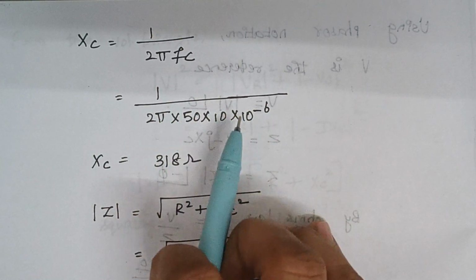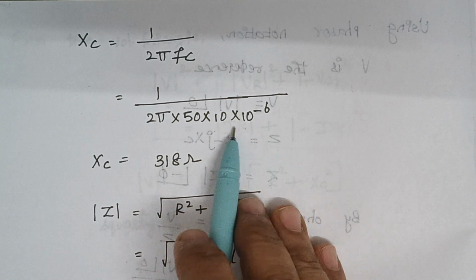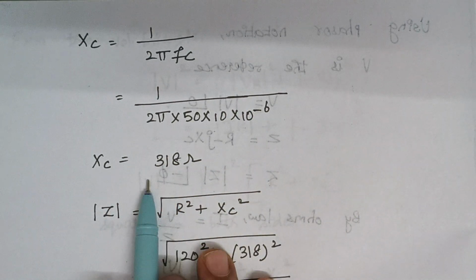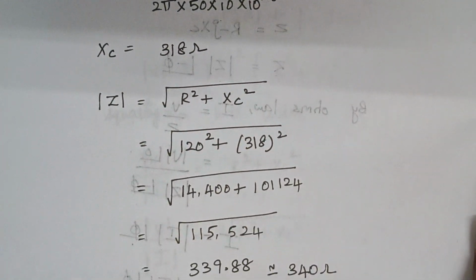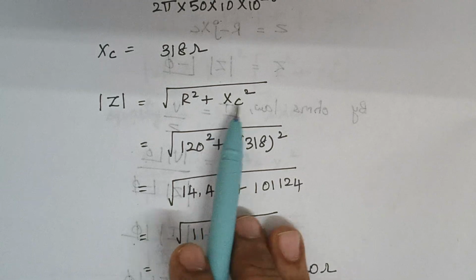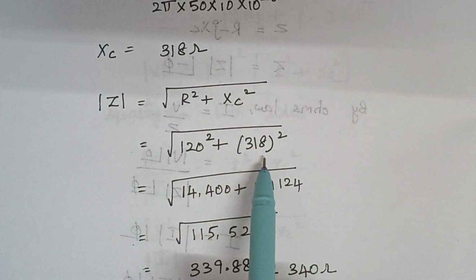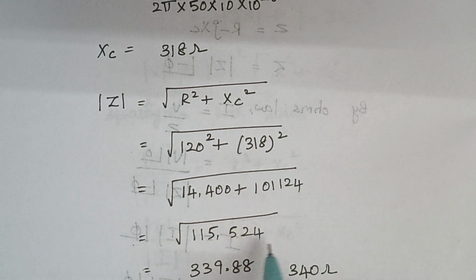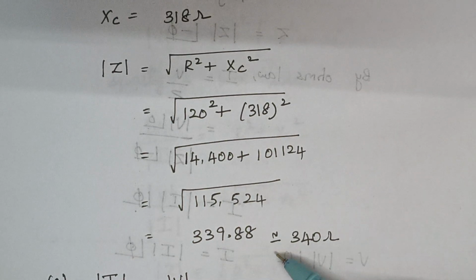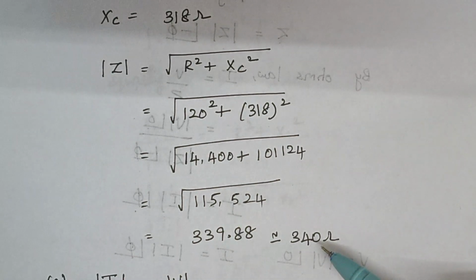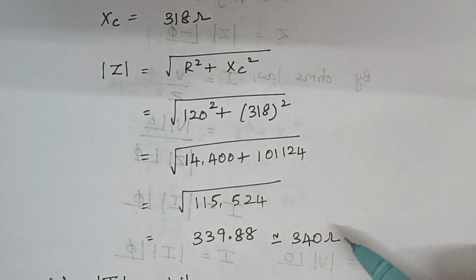The value of capacitor is 10 microfarad, right? So 10 into 10 to the power minus 6. So here the value is 318 ohms. So just substitute it in the expression for Z. You see, square root of R square plus XC square. R is 120 and XC is 318. Right. Just square and finally the answer is 339.8, which is more or less equal to 340 here. Right. So the value of Z is 340 ohms.